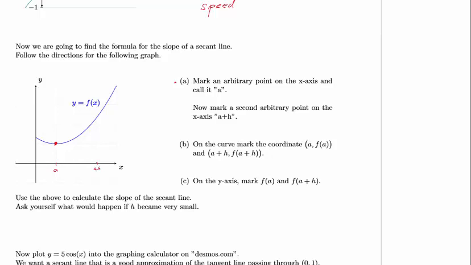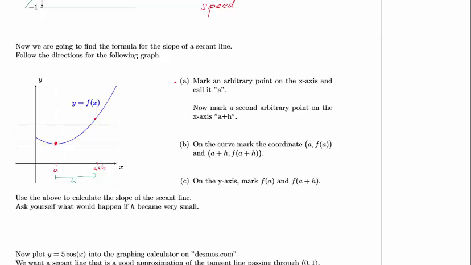A plus H. So note what happened: we started off at a distance A, and then we moved over to here, and that was a distance H. The distance in between those 2 points is H. So we have point A on the x-axis and then point A plus H. So that's going to go up there.